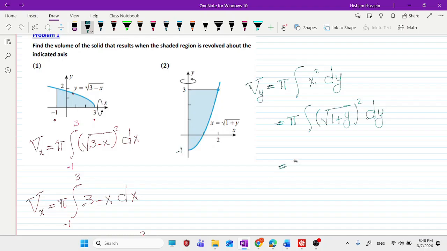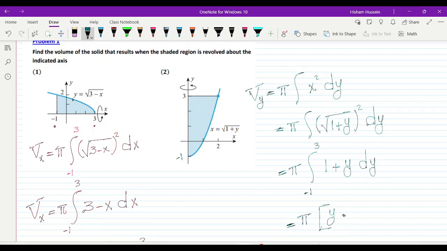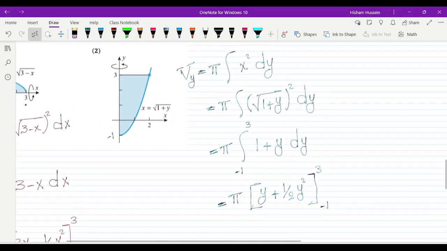Y here is running from -1 to 3. So it's pi times the integration from -1 to 3. Apply the square. It's 1 plus y dy. The integration of 1 is y, plus the integration of y, which is half y squared, from -1 to 3. Just substitute with the upper minus substitute with the lower.